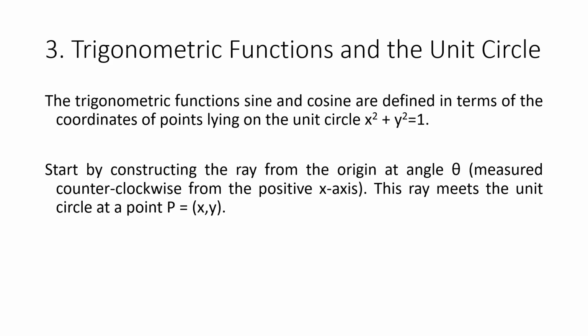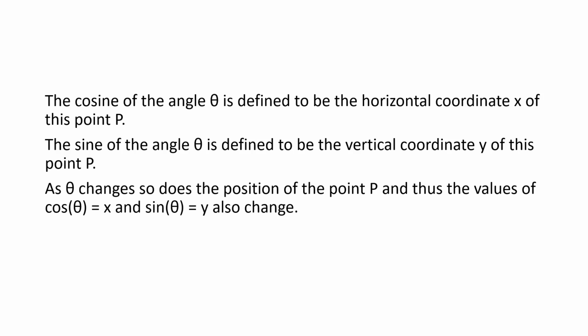Now let's talk about trig functions in the unit circle. The trig functions sine and cosine are defined in terms of the coordinates of points lying on the unit circle x squared plus y squared equals 1. When we say unit circle, we mean a circle with a radius of 1. So what we do is we're going to start by constructing a ray from the origin at angle theta, and we're going to say that this ray meets the circle at the point x, y. The cosine of the angle will be the x coordinate of the point we get. The sine of the angle will be the y coordinate.